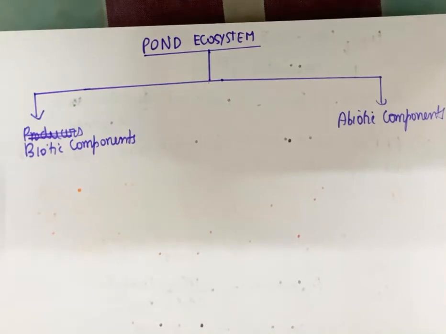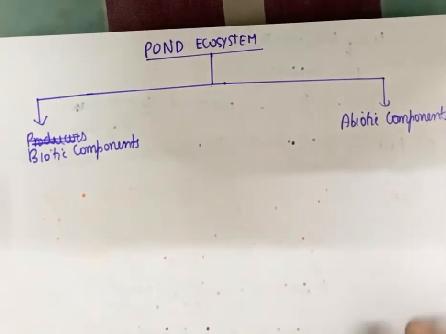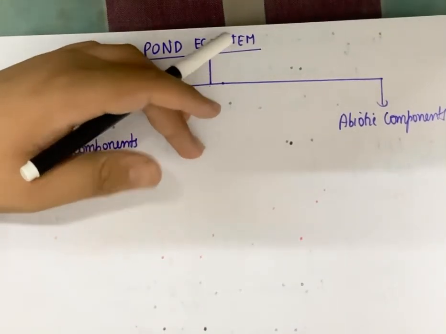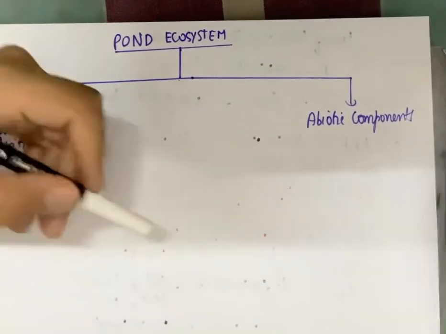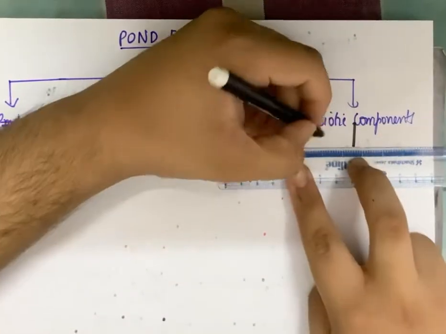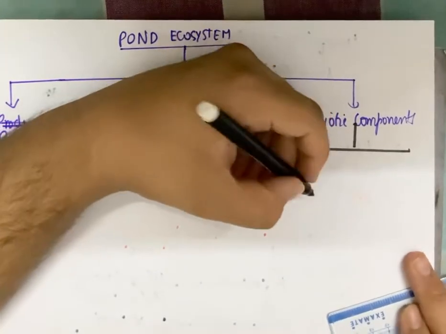If I talk about a pond, it's a very shallow and still water body which we see in many parts of the country and many parts of the world. If I talk about the major components of the pond ecosystem, let me first discuss the abiotic components, which are the non-living components.